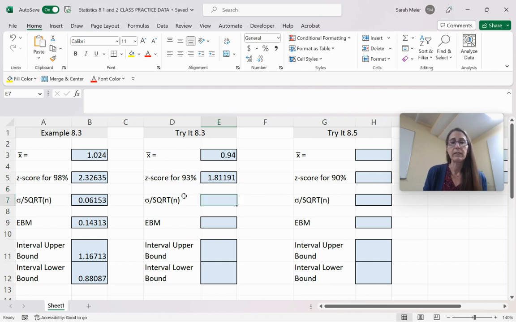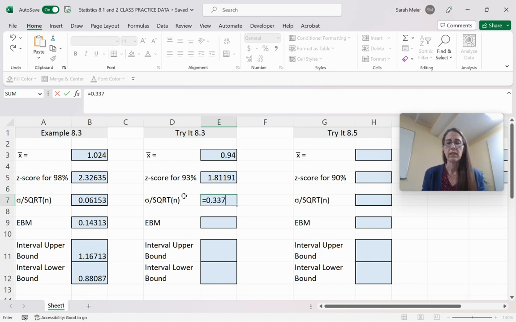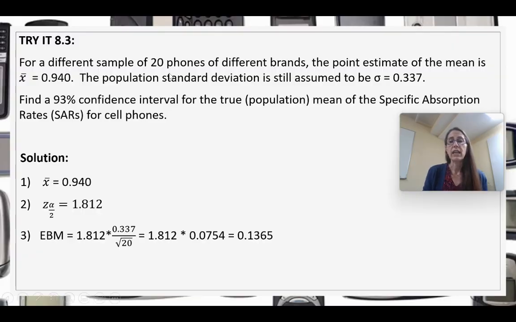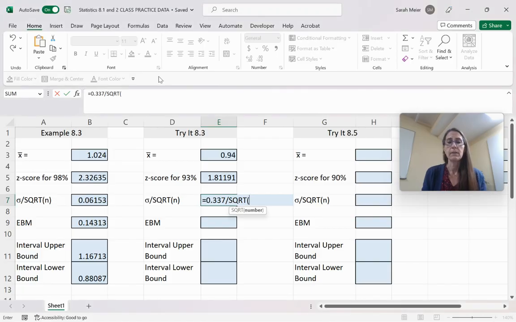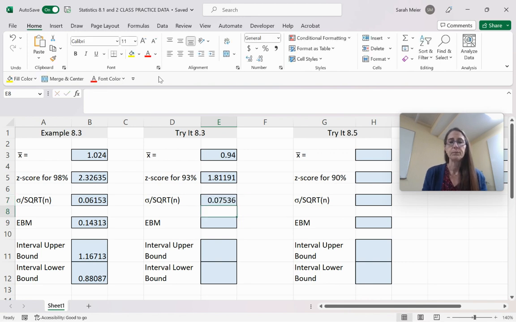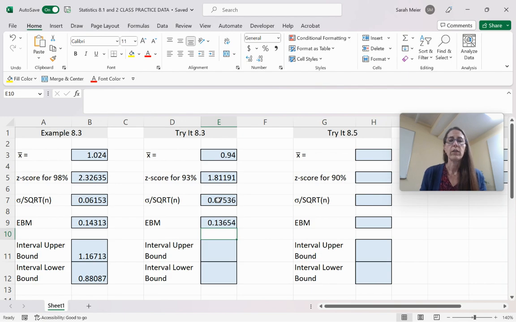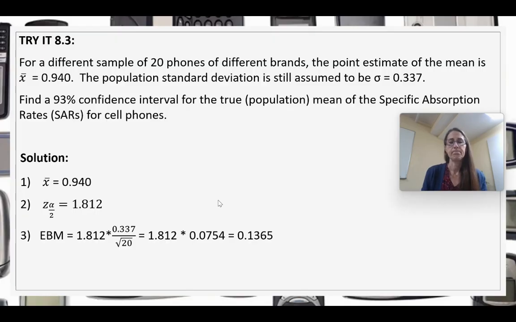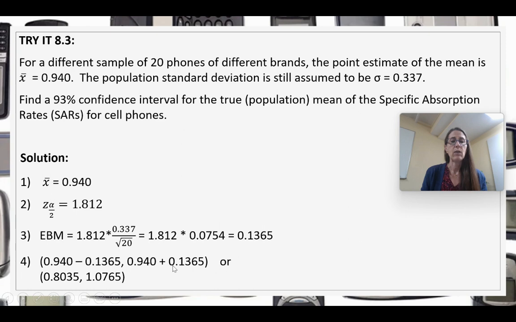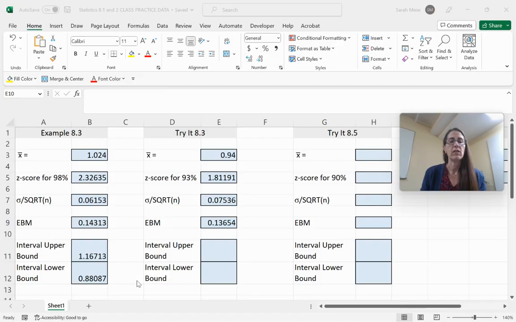Our next step, calculate our EBM. In Excel, I gave you a spot to figure out your S value. So it's going to be sigma, which in this problem was 0.337, divided by the square root of our sample size. Our sample size changed. In this problem, it's 20. So the square root of 20. The EBM is always going to be that z-score times our S value, 0.13654. Now we subtract it and we add it to get our confidence interval.